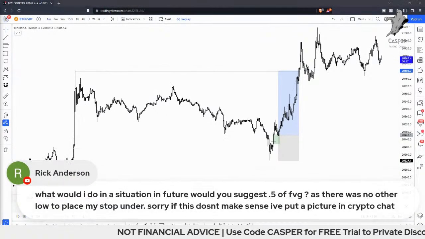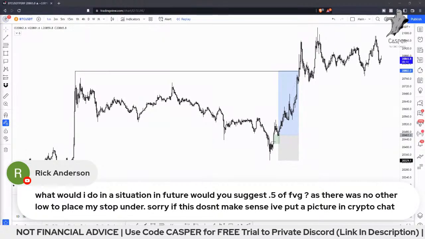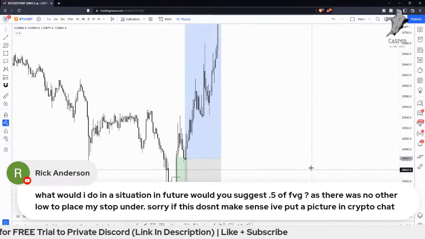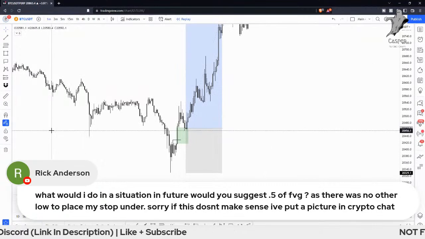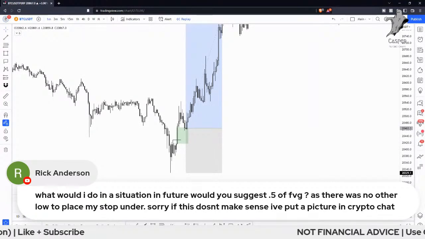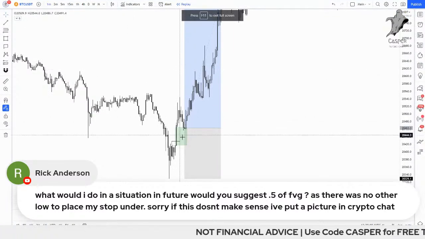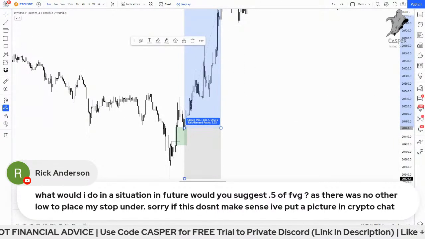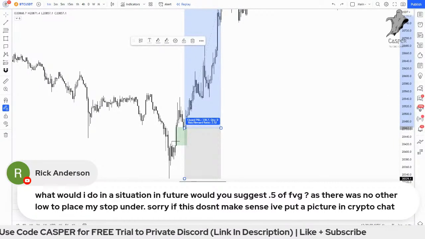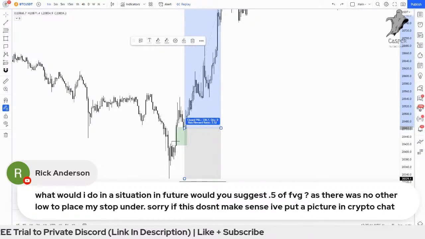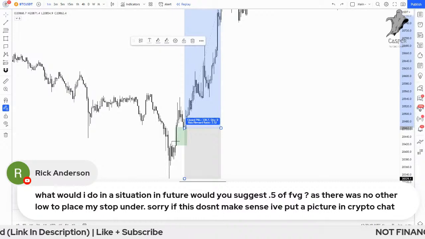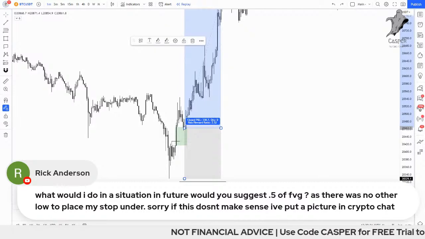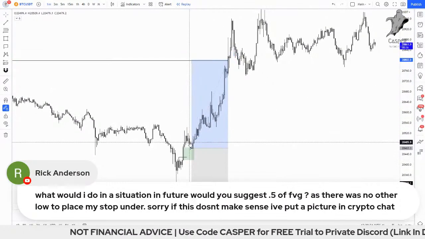Let me go through some of these questions. What would I do in a situation in the future? Would I suggest 0.5? You could, but you would have missed on this one. So you definitely can do that, but there's always trade-offs. If you are trying to go for equilibrium, you're probably going to have a higher risk to reward, but you're also going to have more missed trade opportunities, which isn't necessarily a bad thing, but you have to evaluate which one works better for you. Some people really hate missing trades, or maybe they hate low RR. It's really whatever your strategy is.